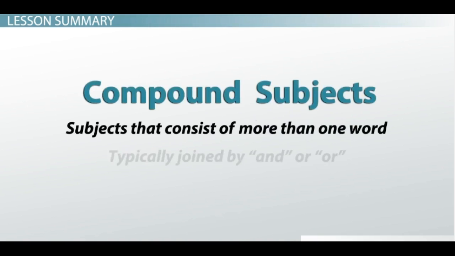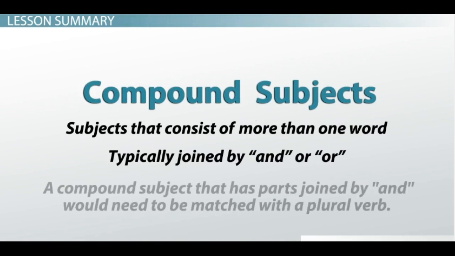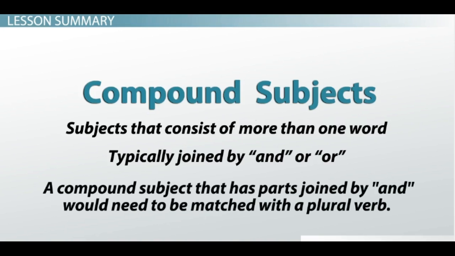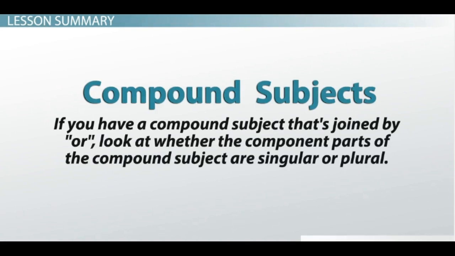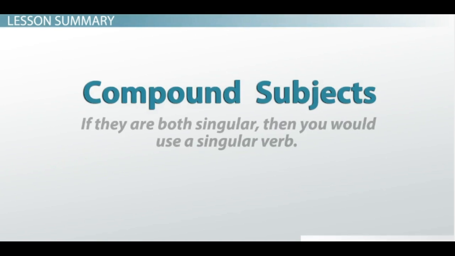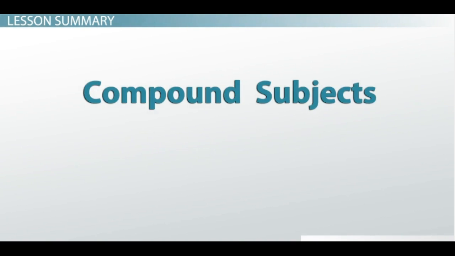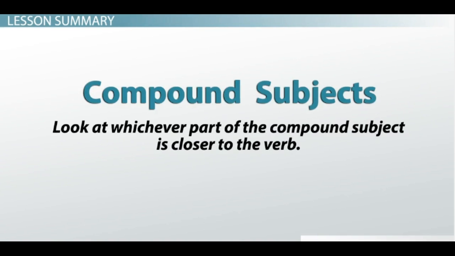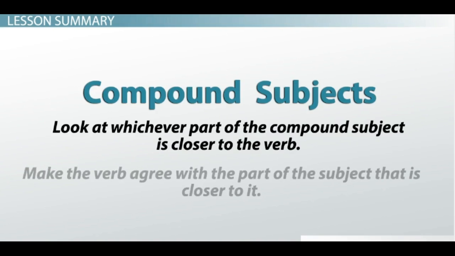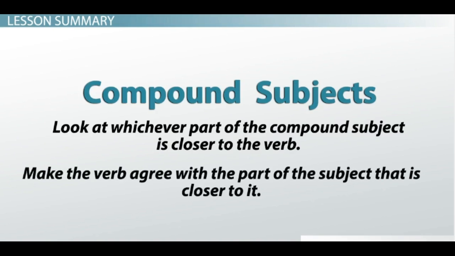Compound subjects are typically joined by and or or. A compound subject that has parts joined by and would need to be matched with a plural verb. If you have a compound subject that's joined by or, look at whether the component parts of the compound subject are singular or plural. If they are both singular, then you would use a singular verb. If both parts of a compound subject joined by or are plural, then you would use a plural verb. So what do we do when one part of a compound subject joined by or is plural and the other part is singular? Look at whichever part of the compound subject is closer to the verb. Make the verb agree with the part of the subject that is closer to it.